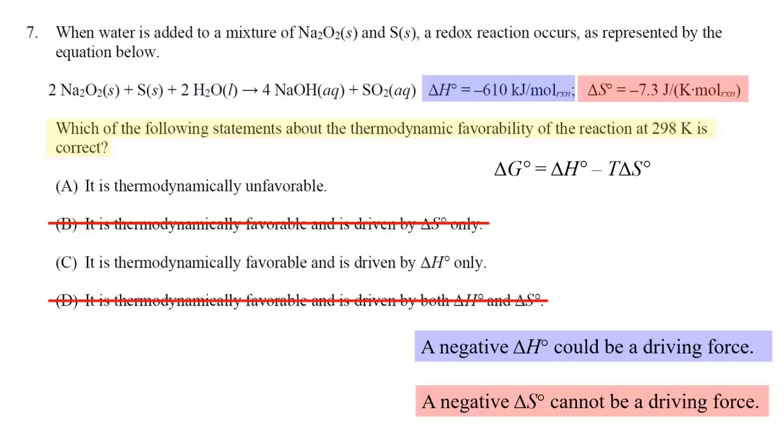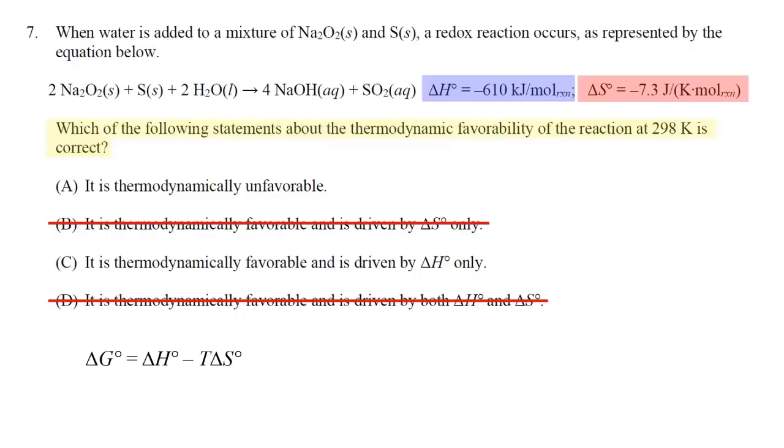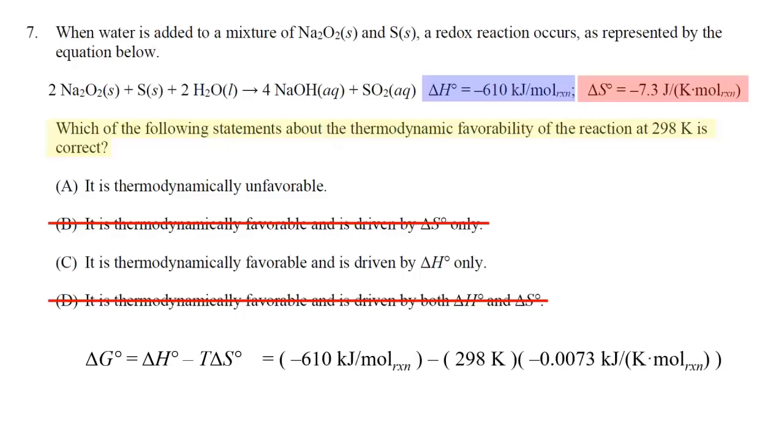Now that we've narrowed it down to either choice A or C, let's do the math and determine whether the sign of delta G is positive or negative. We have kilojoules for delta H, and we have joules for delta S. So I'm going to go ahead and divide the delta S by 1,000 like I did earlier. So I have negative 610 kilojoules per mole of reaction for my delta H minus T delta S.